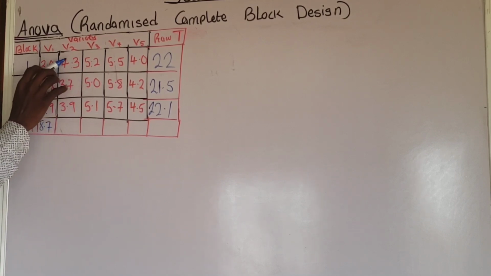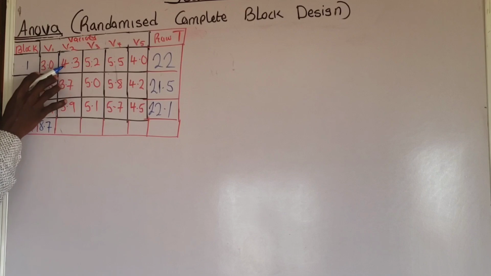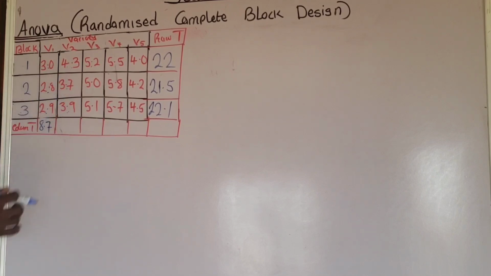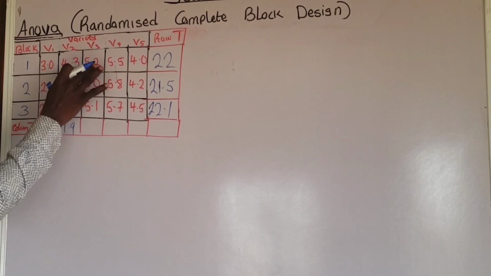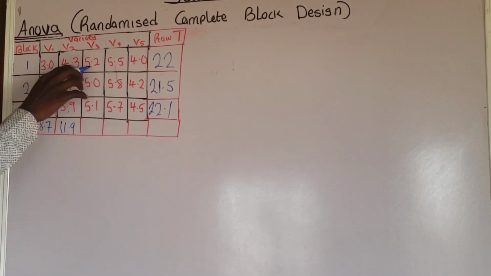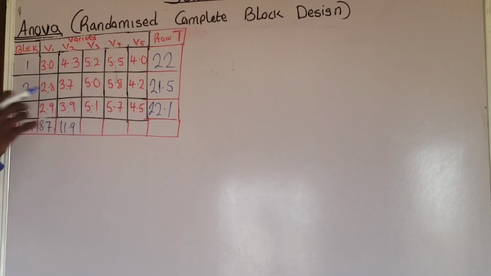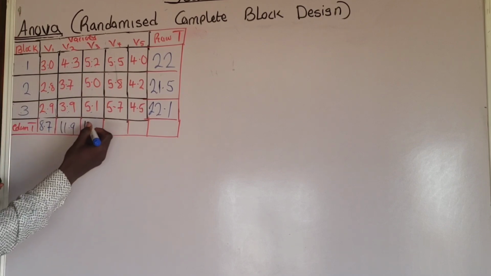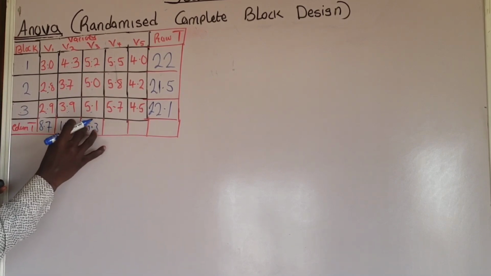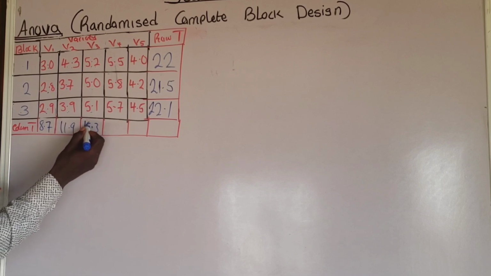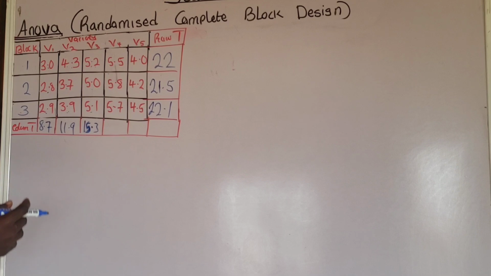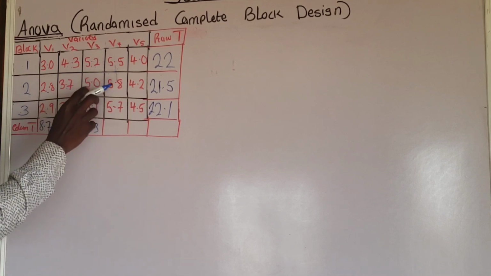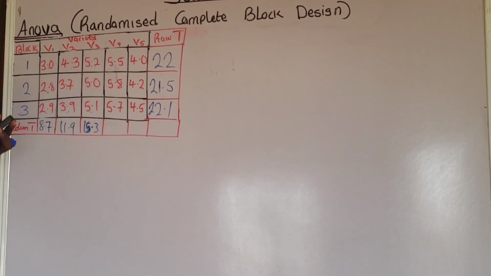Then for the second treatment, which is variety 2, I'm going to have 4.3 plus 3.7 plus 3.9. That will be 11.9. Now for the third treatment, which is variety 3, 5.2 plus 5.0 plus 5.1, that is 15.3. Don't get confused, 15.3. Now, for the fourth treatment, which is variety 4, 5.5 plus 5.8 plus 5.7, that is what?